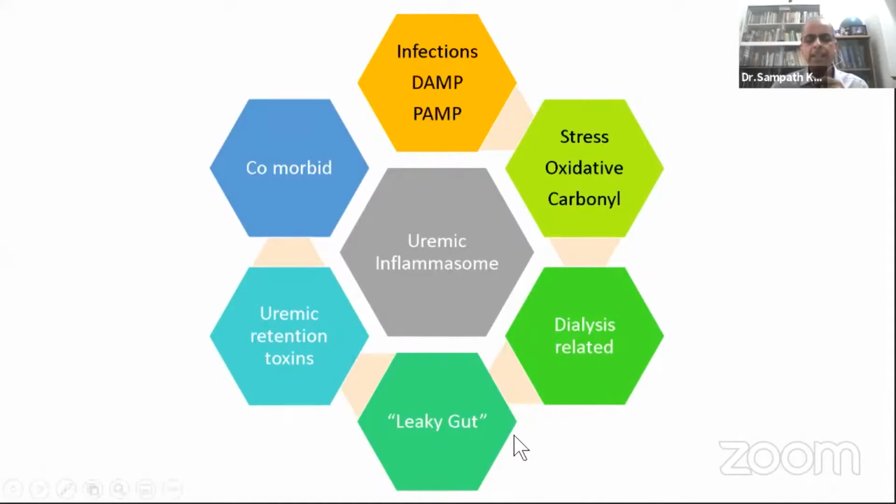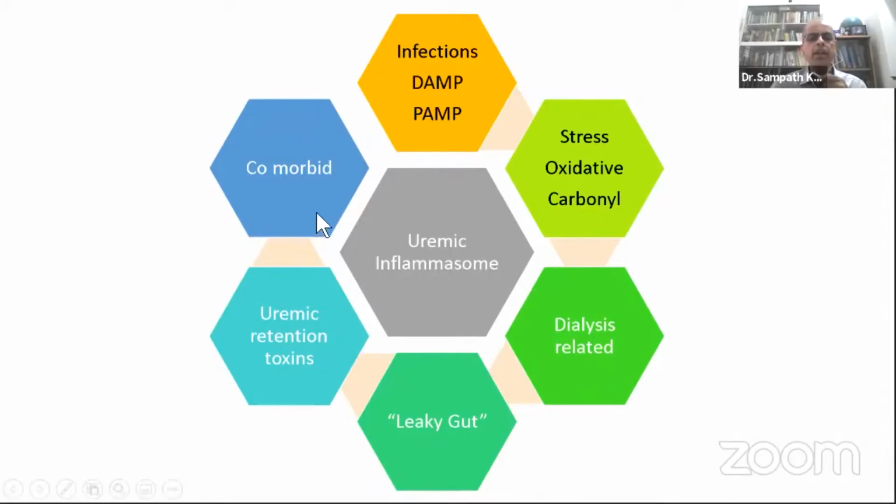You have the leaky gut. When somebody is highly fluid overloaded, then bacterial translocation occurs across the gut, and that again can predispose towards inflammation. And a lot of it is due to uremic retention. For example, CRP and IL-6 are all retained in patients with chronic kidney disease, and they do their damage.